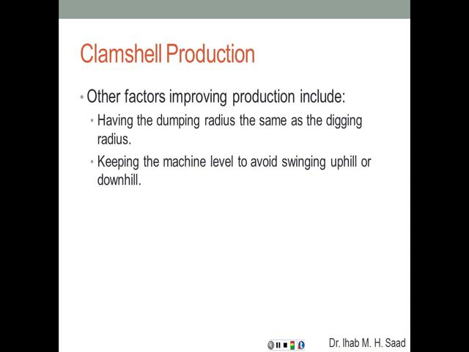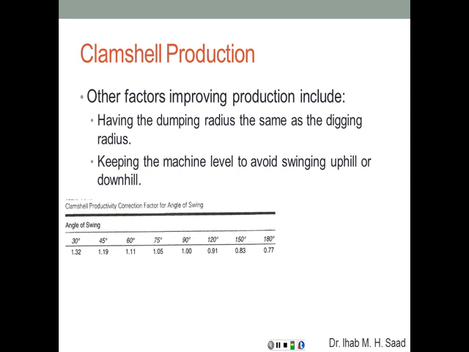Other factors to improve the production rate for the clamshell include having the dumping radius the same as the digging radius. So again, you're not going to move the clamshell along the boom. You're going to lift the soil, turn, and dump the soil in a truck or a soil pile. Keep the machine level to avoid swinging uphill or downhill, which is going to affect stability and production rate as well.